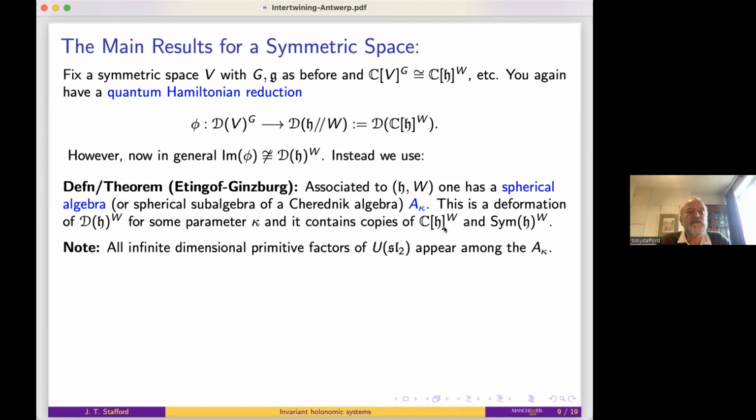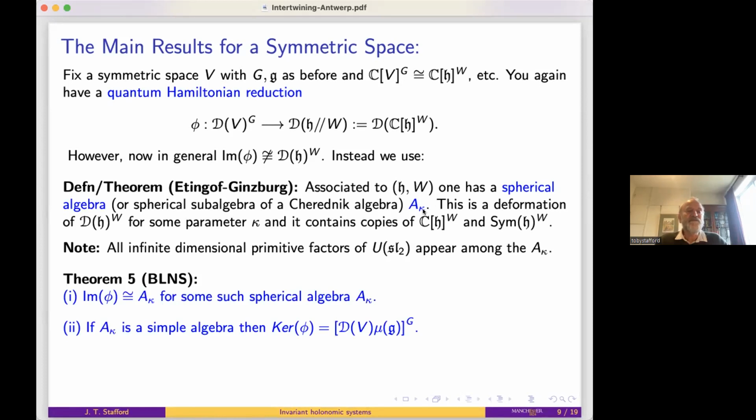And the crucial fact is it contains copies of both the invariant functions and the invariant symmetric functions on H. And the way to think about these is they look rather like primitive factor rings of enveloping algebras, or certainly primitive factor rings of U(sl2). And in particular, all the primitive infinite dimensional factor rings of U(sl2) do appear among these A kappas. And given I've given you that definition, you can sort of guess what the theorem is going to be: the image of phi is indeed isomorphic to one of these A kappas for some spherical algebra. And you could write down rather carefully what that spherical algebra is if you so desire. It's a bit of a mess to do that.